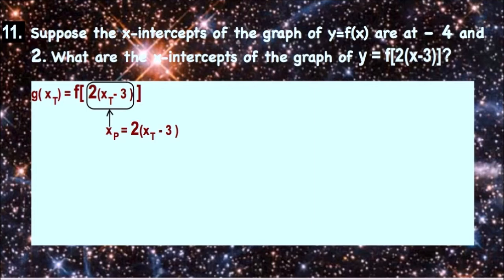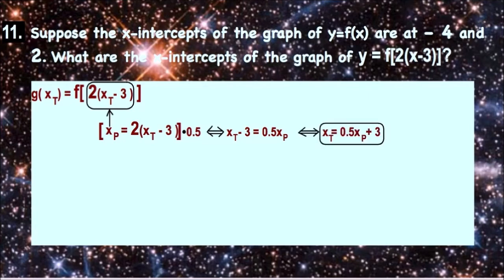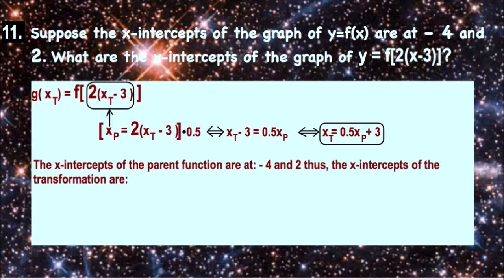x parent equals 2 times the quantity x transformation minus 3. Multiply both sides of the equation by 0.5. Equivalent to x transformation minus 3 equals 0.5 x parent, which is equivalent to x transformation equals 0.5 x parent plus 3. The x-intercepts of the parent function are at negative 4 and 2.